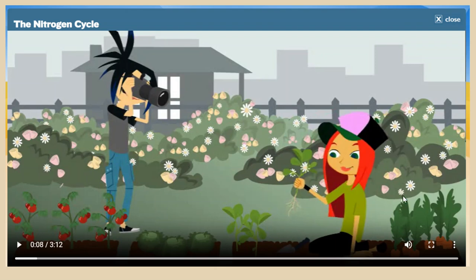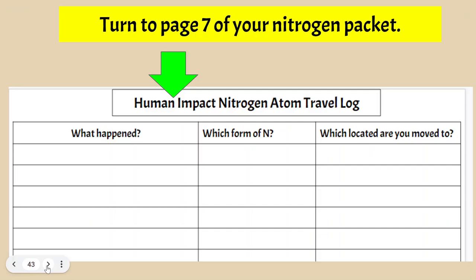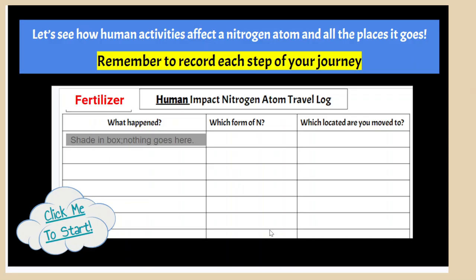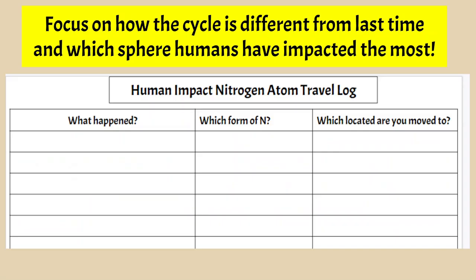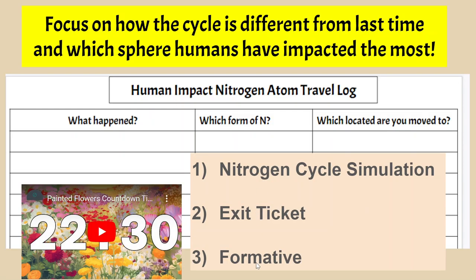All right, so I'll actually include that link in Schoology, just in case you want to take their little quiz that was online. So you have presumably gone through and done the human impact nitrogen atom travel log. You have finished your exit ticket and you have finished your formative. So thanks so much for checking in.